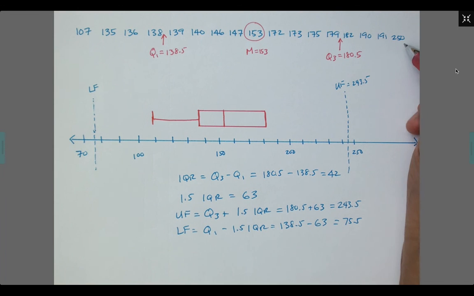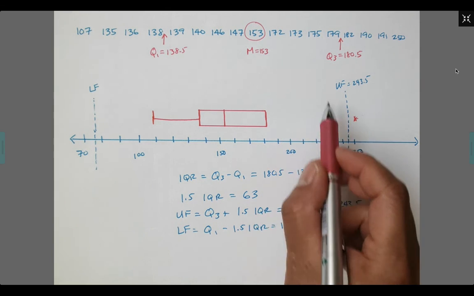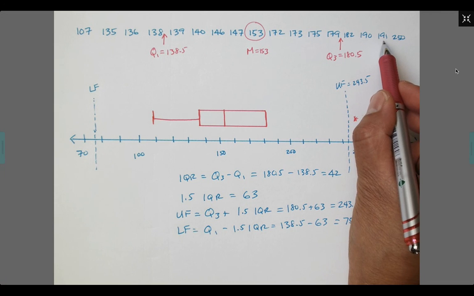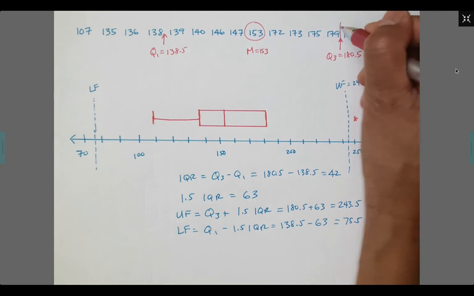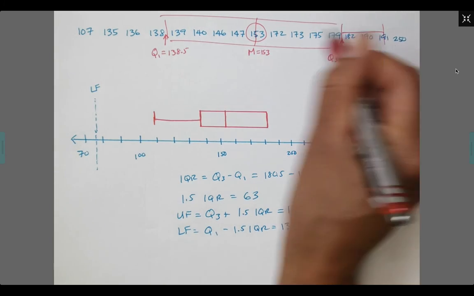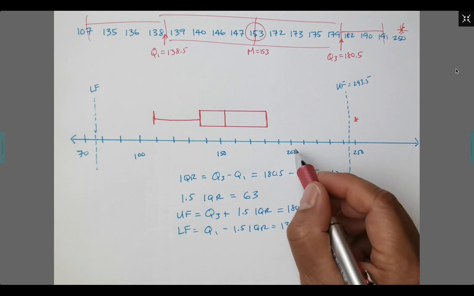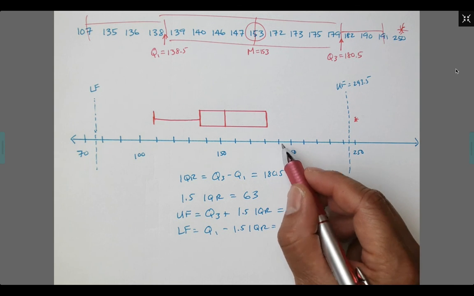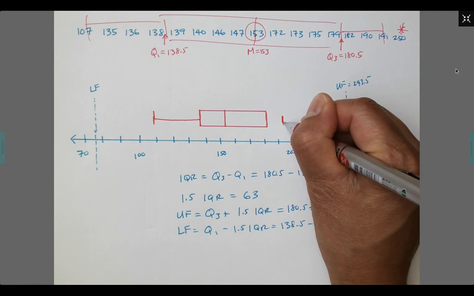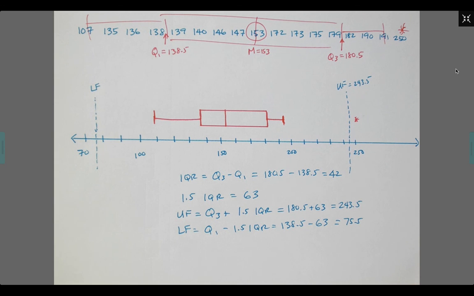Okay, now I do have a high outlier at 250. So to draw an outlier, I simply make an asterisk. Okay, and then my upper whisker, my high whisker, goes to my highest value that is not an outlier. So it goes to there. So if you can see this, my box plot is kind of like this. Okay, so 191 is just past 190, so 191 is right there. So that is what this box plot should look like.